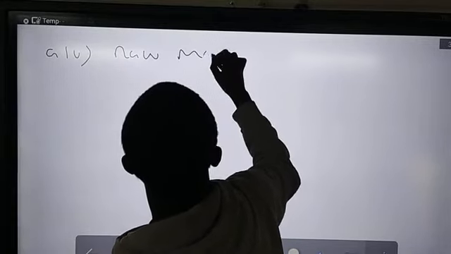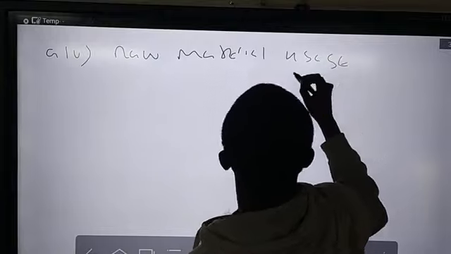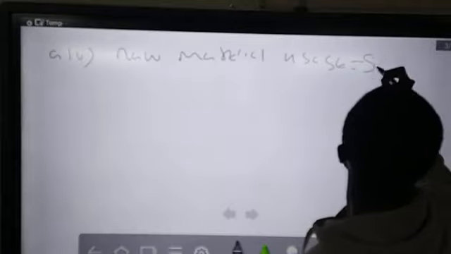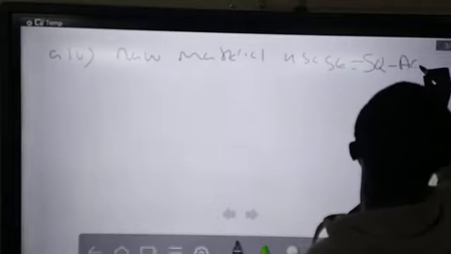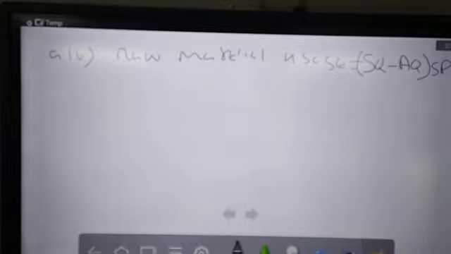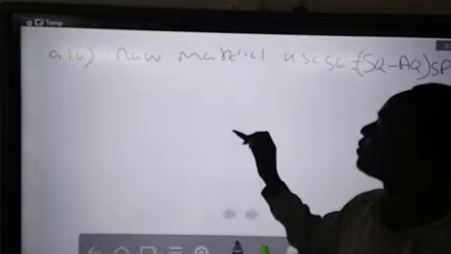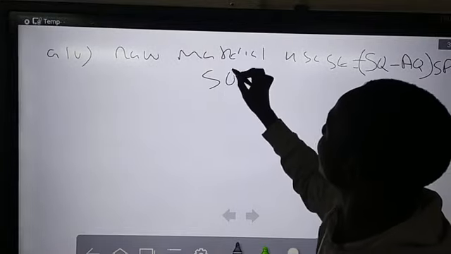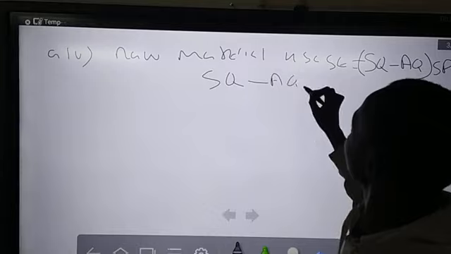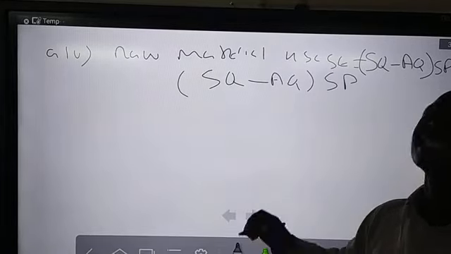Raw material usage. The formula is standard quantity minus actual quantity, then times standard what? Price. So it's standard quantity minus actual quantity times standard price. But the standard quantity now, you have to calculate it. Let me write it here. Minus AQ so that it will be visible. Standard quantity is calculated.